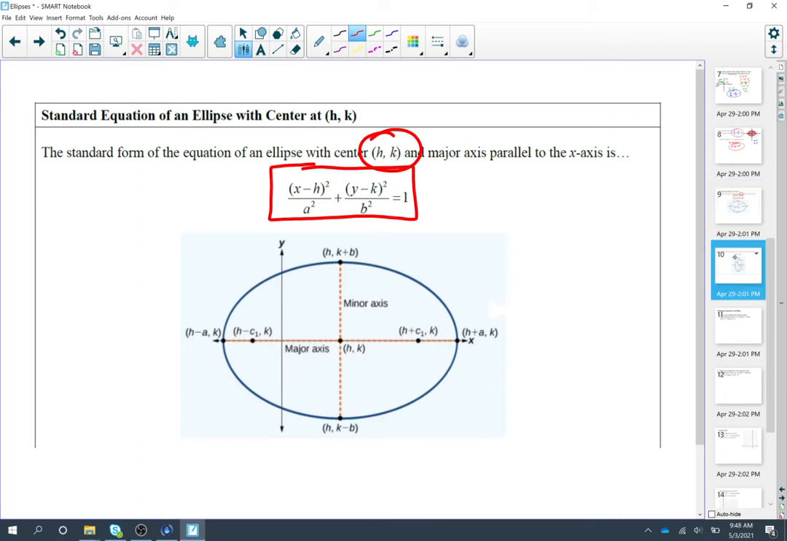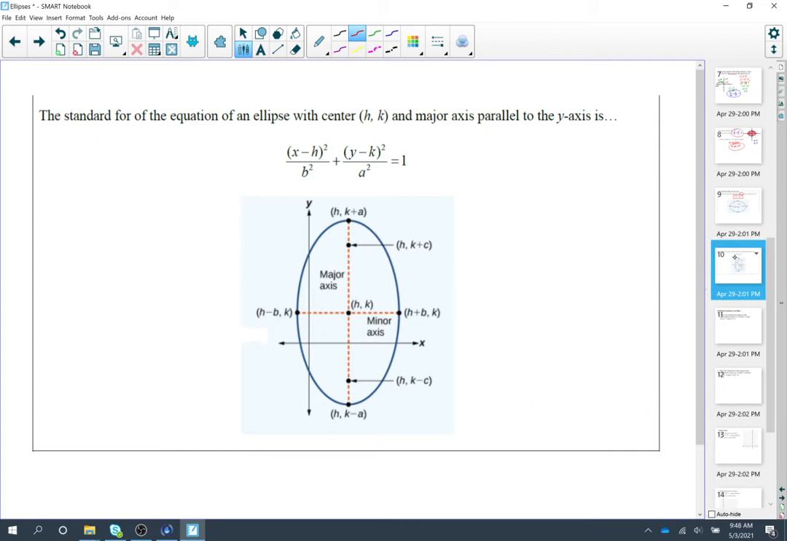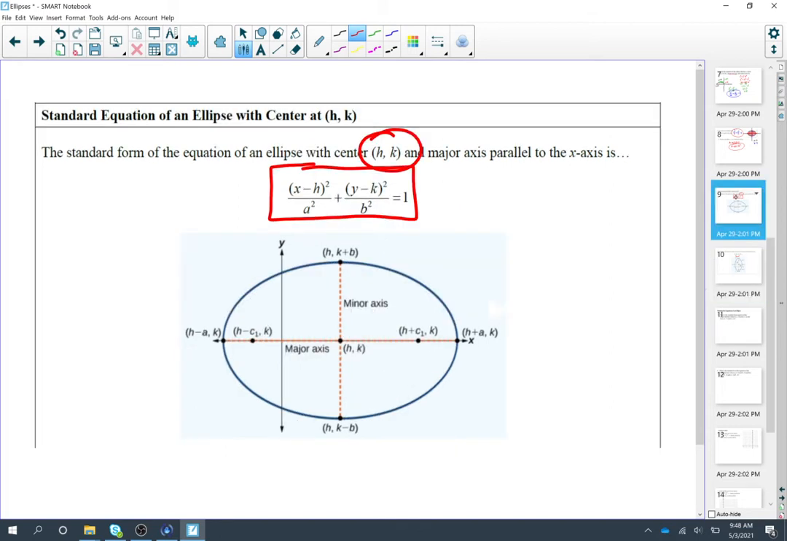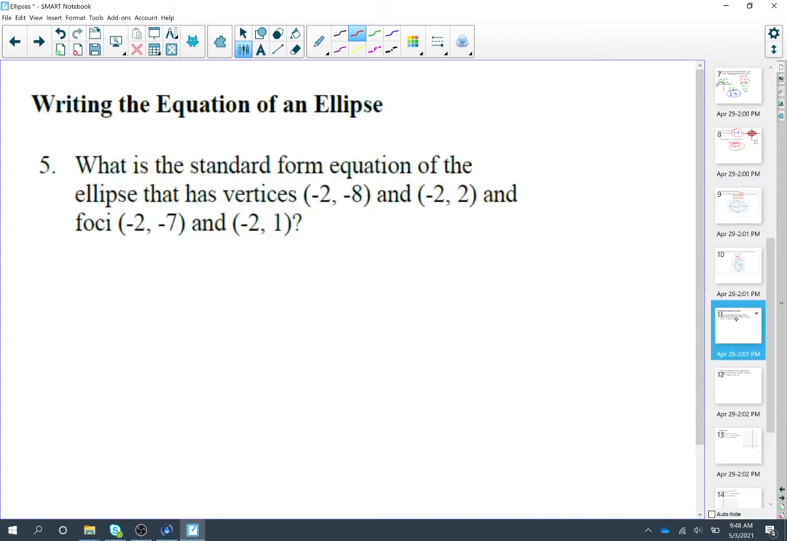Now, if you look at the other one, where your major axis is now on your y, the only difference, once again, is that the a and the b values change. Just like before, your a is always your larger number. A has to be larger than b. If a is underneath your y value, then your major axis goes along your y-axis. If your a is underneath your x value, then your major axis is going to line up with your x-axis.